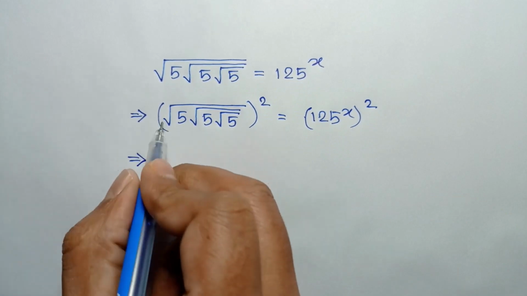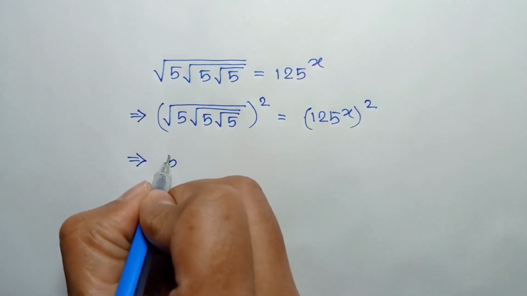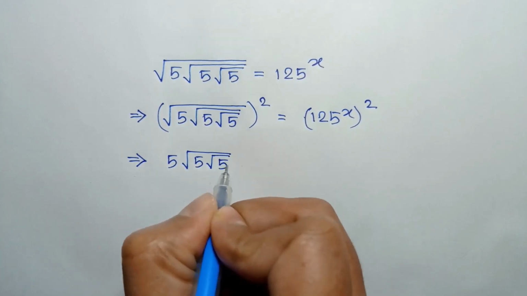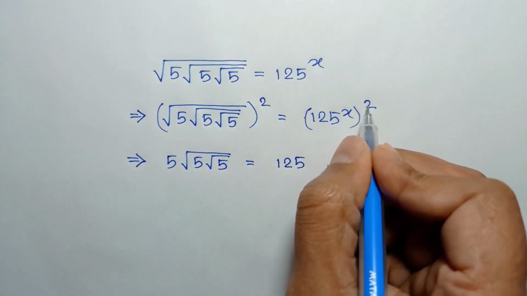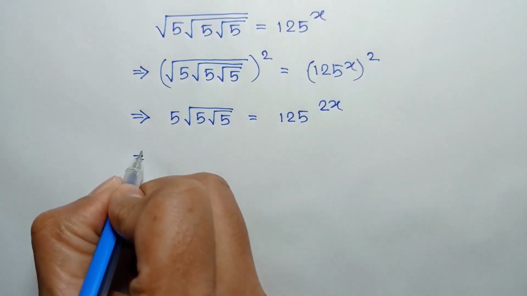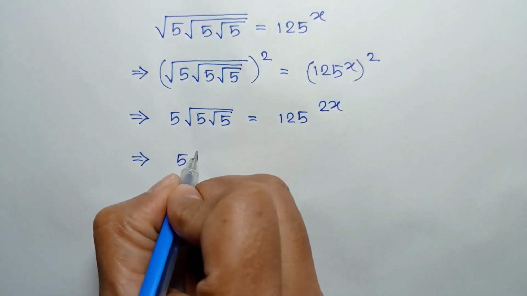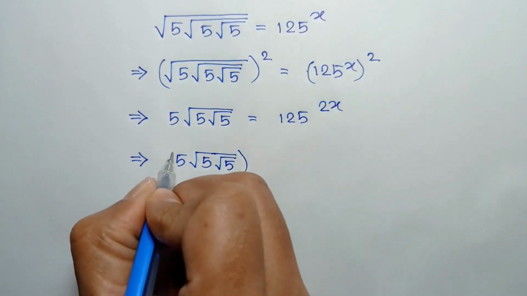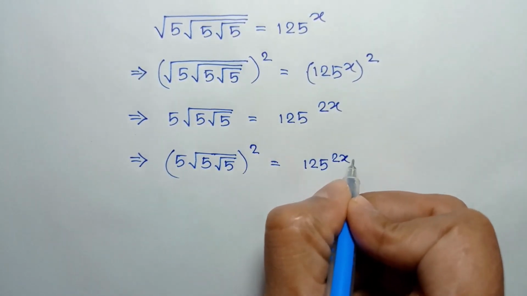The square root and square will cancel out, so it will remain 5 × √5 × √5 = 125^(x·2), where 2 times x is 2x. Taking square on both sides again, we can write (5 × √5 × √5)² = (125^(2x))².